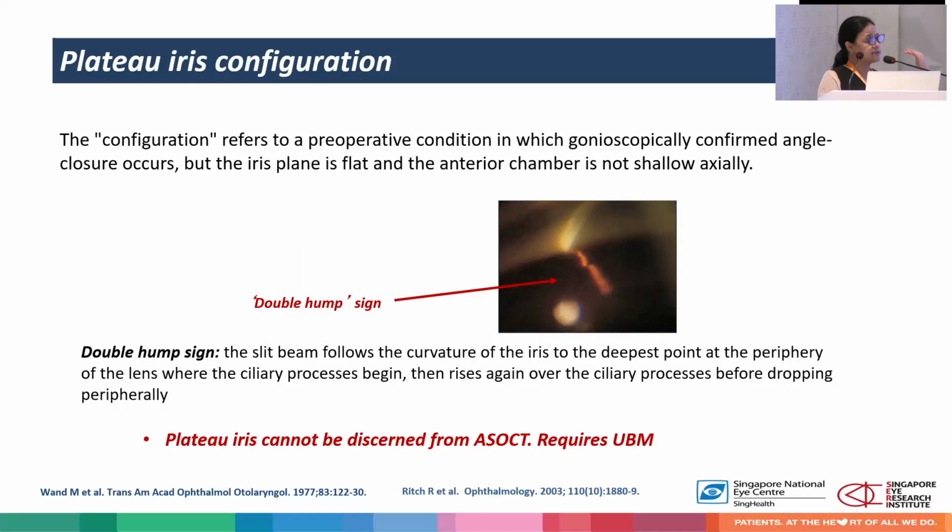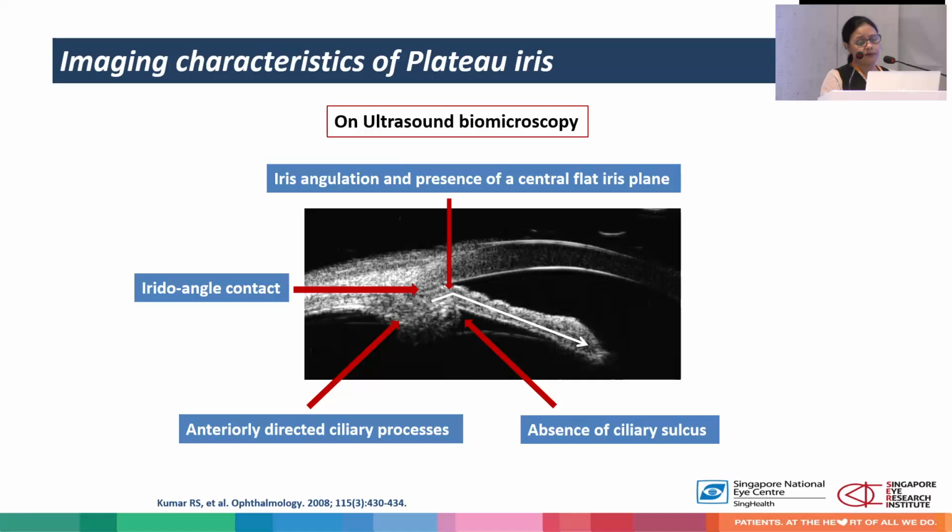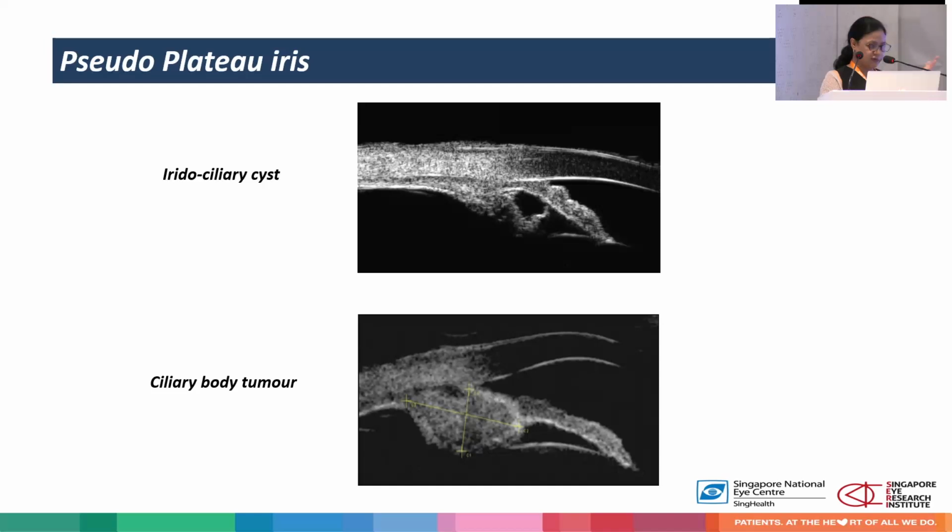And as I said, because the reason for the plateau iris is forces acting behind the iris, ASOCT is not the best imaging modality. It requires the UBM, because UBM helps us to confirm the presence of the anteriorly directed ciliary processes and the presence of an absent ciliary sulcus. So what happens in plateau iris is that the anteriorly directed ciliary processes push the peripheral iris upwards, and that's what causes the irido-angle contact or the angle closure and the angulation that is seen. And of course, pseudoplateau iris is due to abnormal pathology of the ciliary body, such as cysts or tumors.